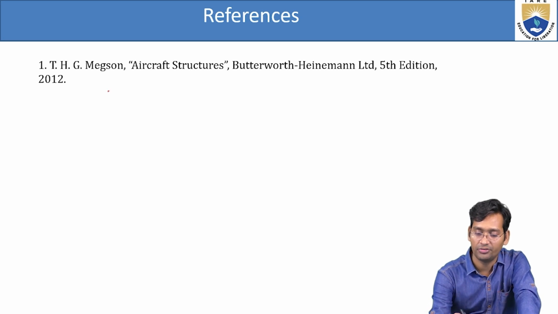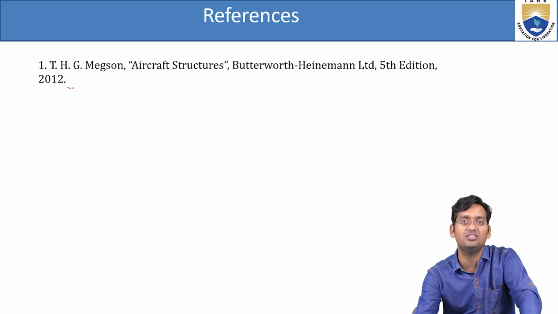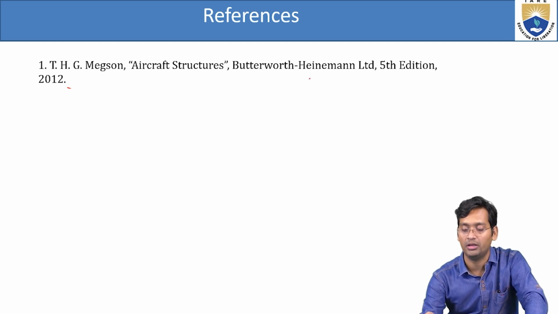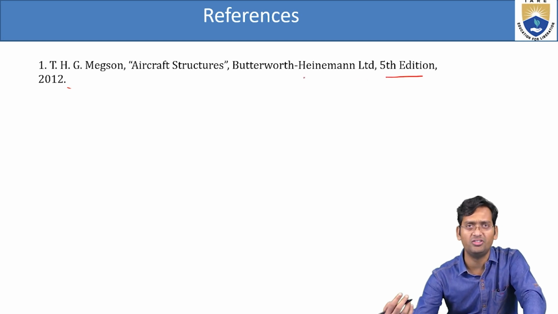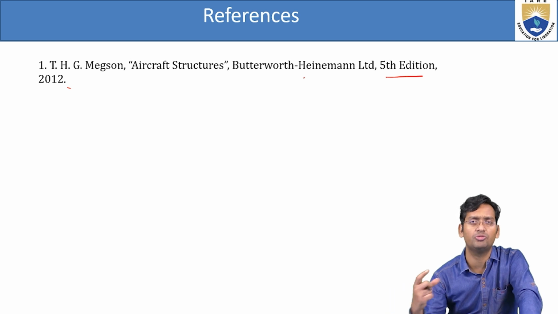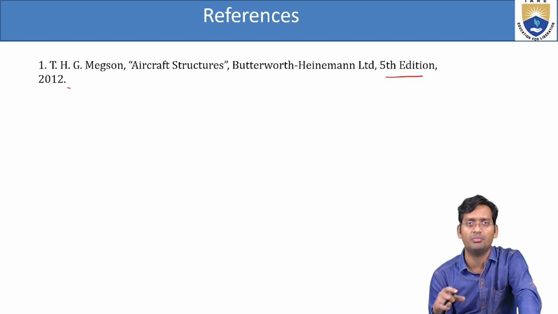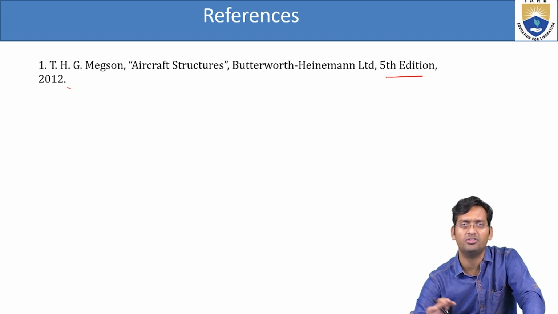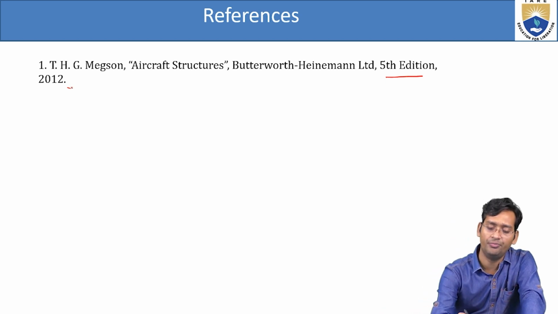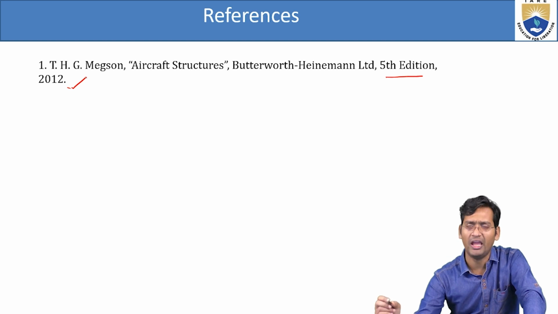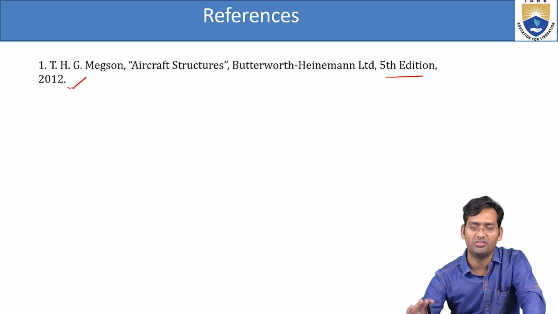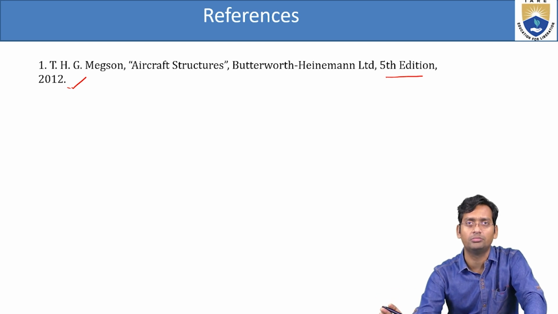Again, the reference is T.H.G. Megson, Aircraft Structures, Butterworth-Heinemann, 5th edition, though it's not necessarily the 5th edition. Whatever edition you get, the content is almost the same; they only added some extra numericals. So whichever Megson book you get, the theory and derivations will be there, so you can just refer to that. If you have any problem, you can come to me or comment on the video. I will clarify your doubts.